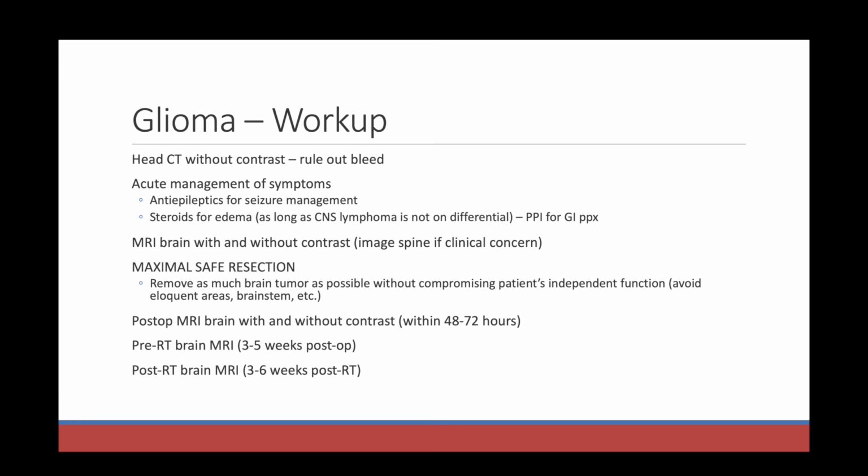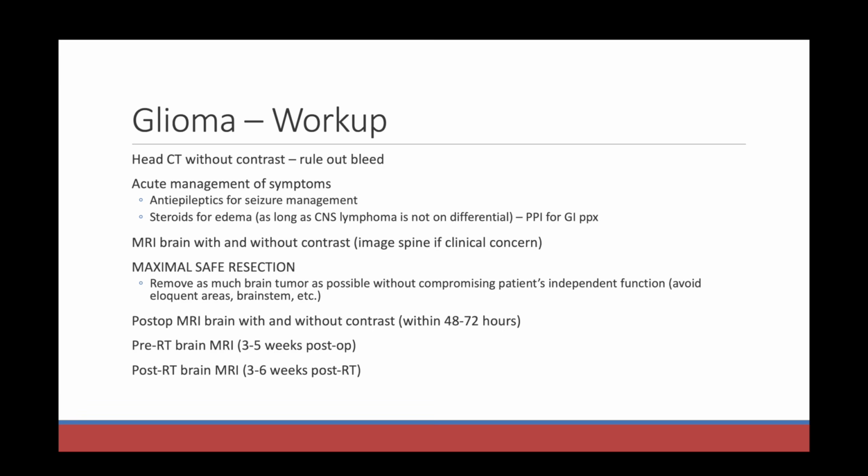The most common primary CNS tumor in adults is glioma, and specifically high-grade gliomas tend to be more common in adults, whereas low-grade gliomas tend to be more common in pediatrics. Oftentimes, these patients will present with some type of neurological symptom, and we often get a head CT without contrast initially just to rule out a bleed. And that ultimately will lead to an MRI of the brain with and without contrast, and we can image the spine if we're concerned as well. And that will usually show a tumor in the brain.